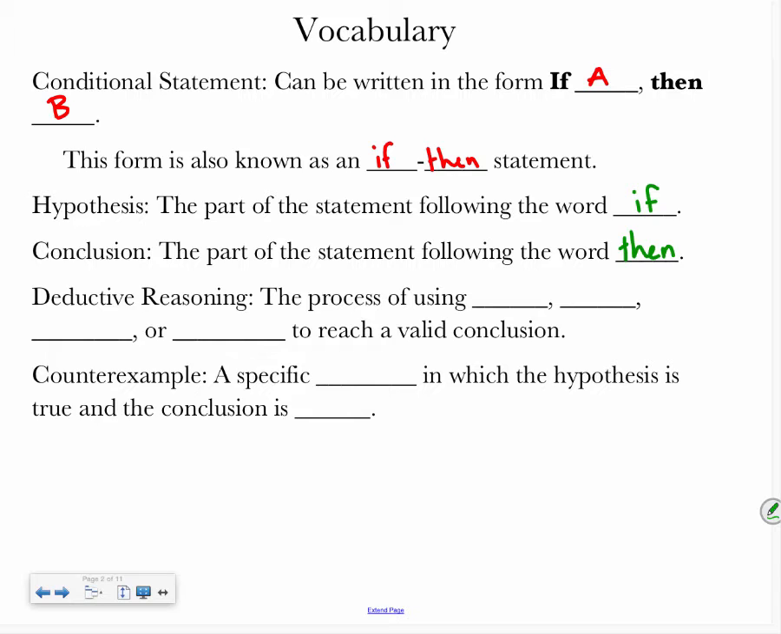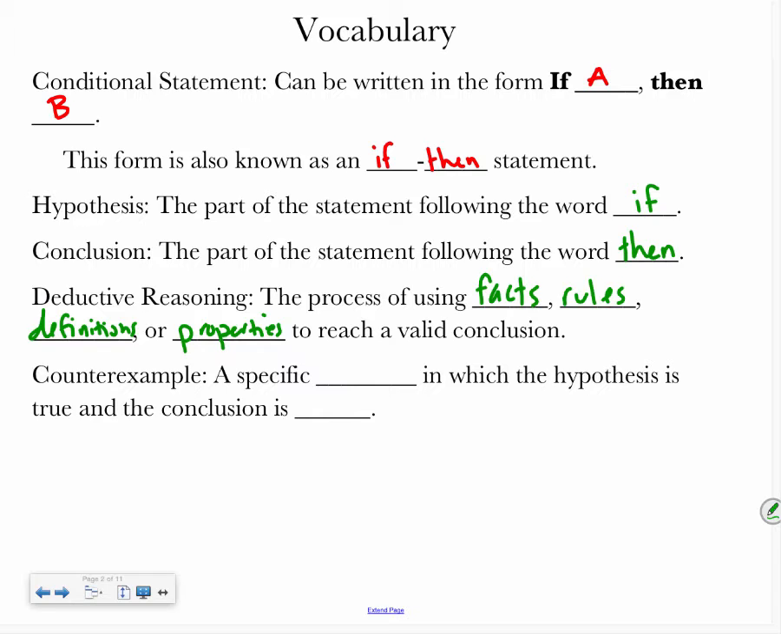Deductive reasoning is the process of using facts, rules, definitions, or properties to reach a valid conclusion. Okay? The process of using facts, rules, definitions, or properties. This is something that you're going to get into pretty in-depth in geometry next year. I'm just introducing it so that way it's not such a foreign concept next year.